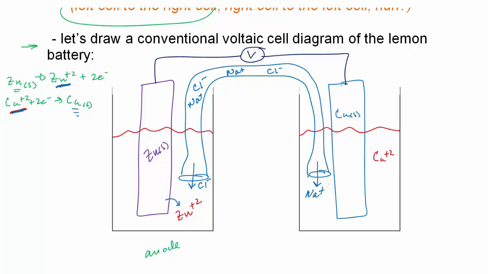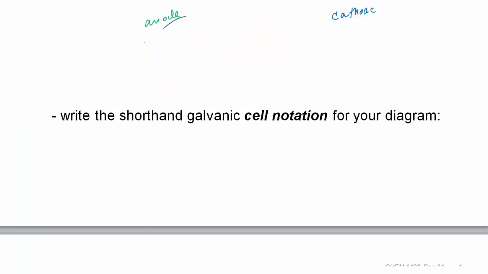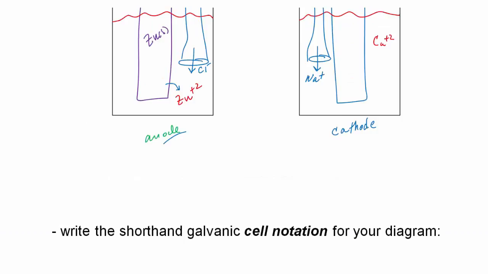Okay. So do we have any other labels missing? We should label our cathode. We already labeled our anode and the direction of electron flow. Okay, that's pretty much everything. So when they ask you to draw a conventional voltaic cell diagram, this is what they're asking for. The homework is also going to say, hey, don't draw it, just give me the shorthand galvanic cell notation.